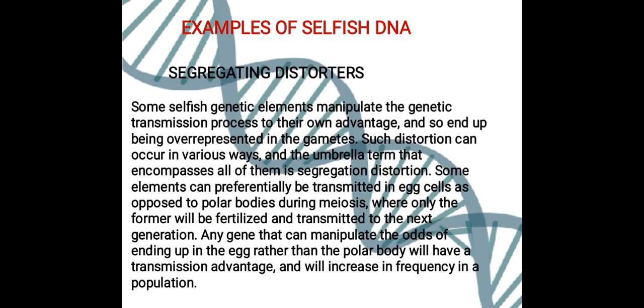Examples of selfish gene segregating distorters. Some selfish genetic elements manipulate the genetic transmission process to their own advantage and so end up being overrepresented in the gamete. Such distortion can occur in various ways, and the umbrella term that encompasses all of them is segregation distortion. Some elements can preferentially be transmitted in egg cells as opposed to polar bodies during meiosis, where only the former will be fertilized and transmitted to the next generation.